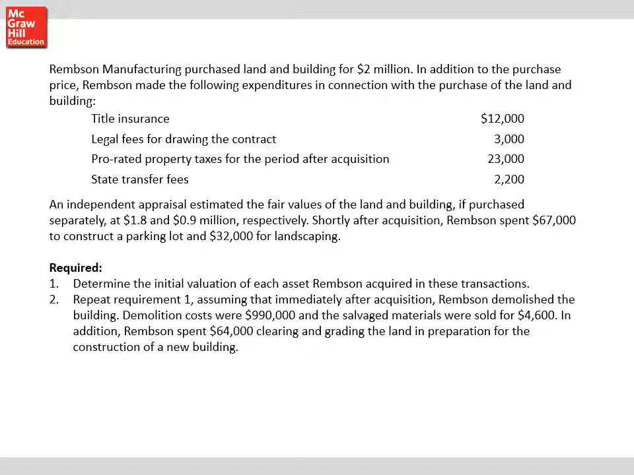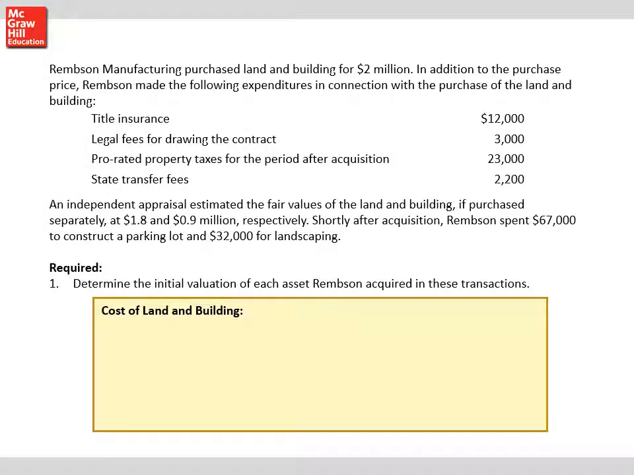First of all, we need to determine the initial valuation of each asset acquired in these transactions. Then we will repeat requirement 1, assuming that immediately after acquisition, Remsen demolished the building and that information that's present. Let's take a look. So, how do we determine how much of the purchase price of $2 million should be allocated to the land and the building? We use an allocation based on the fair market values of each separately.